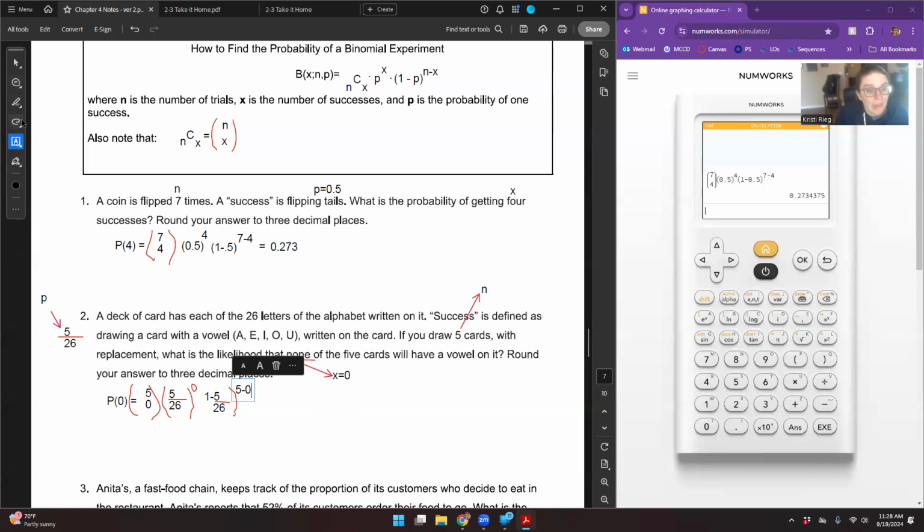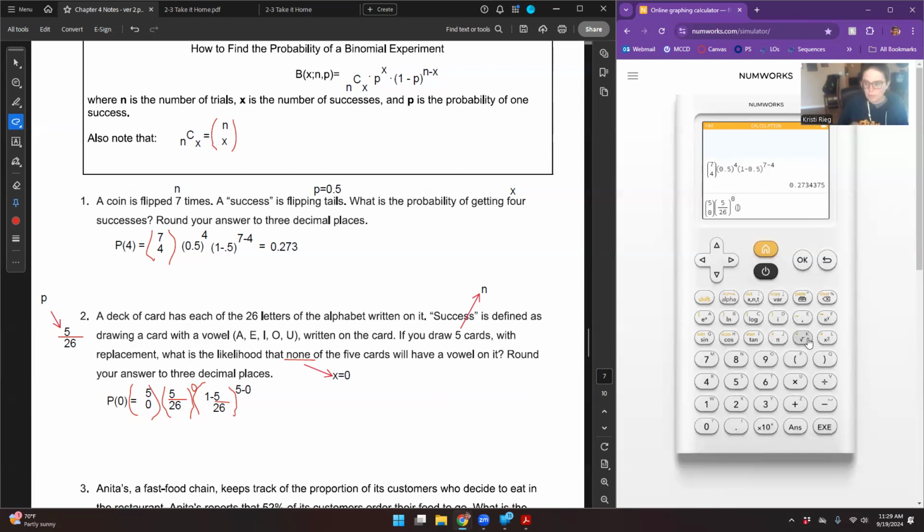This will look a heck of a lot better when we type it into the calculator right now. Parentheses. Okay. Ugly, terrible. Let's type it in over here. So we go back to our toolbox. Remember, once you use it, it's right there for us. And choose K. 5 choose 0. 5 cards, we want to choose no vowels out of that. I have 5 over 26 to the 0 power. Remember the to the button is right here.